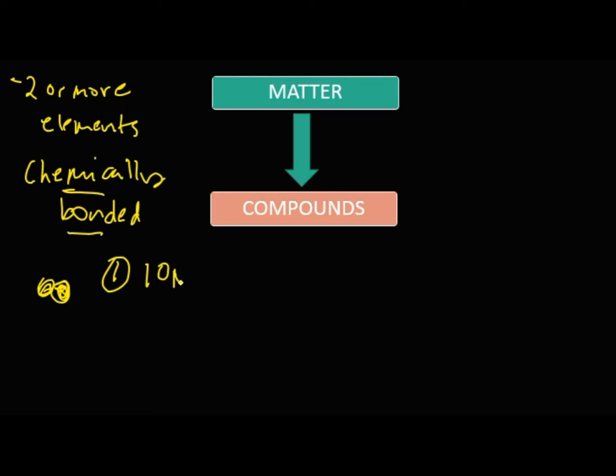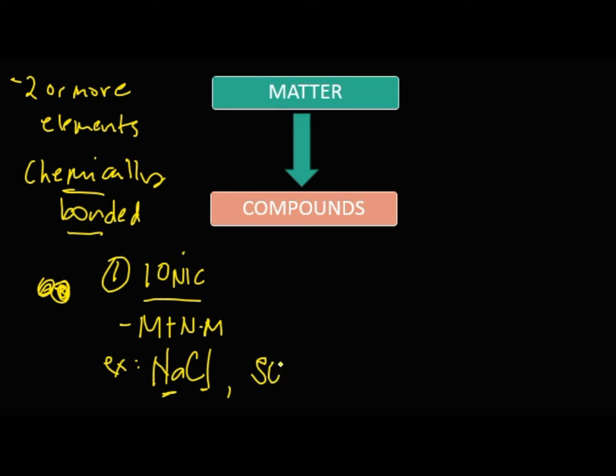The first one is ionic bonding. Ionic bonding occurs between a metal element plus a non-metal element. An example for a metal and non-metal bonding, or ionic bond, and the most common, is sodium chloride. Sodium is a metal element and chlorine is a non-metal element. The other example is, let's say, sulfur dioxide. So we have SO2. Sulfur is a metal element, while oxygen is a non-metal element.